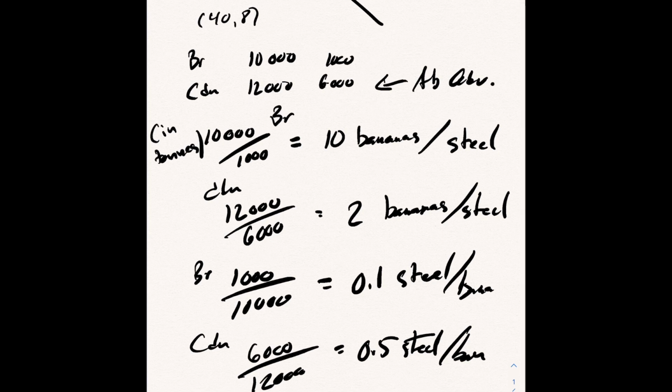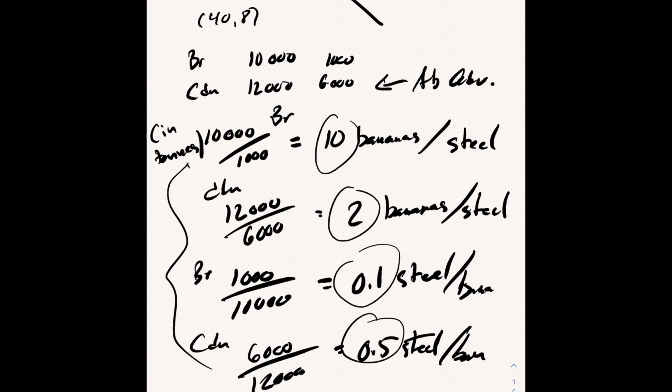All this should tell you that here Canada still has an advantage, comparative advantage. Whereas here we look at, even though Canada has an absolute advantage in both, Brazil has a comparative advantage in bananas. So that means it would make sense for Brazil to produce bananas and trade them to Canada for steel.